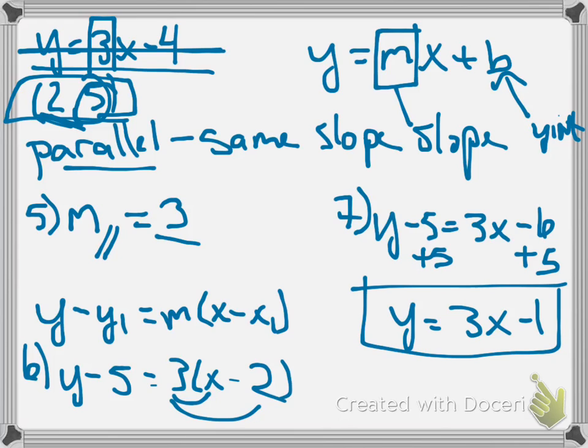So there you go. This is the equation of a line that is parallel to the original 3x minus 4, but that goes through the point 2, 5.